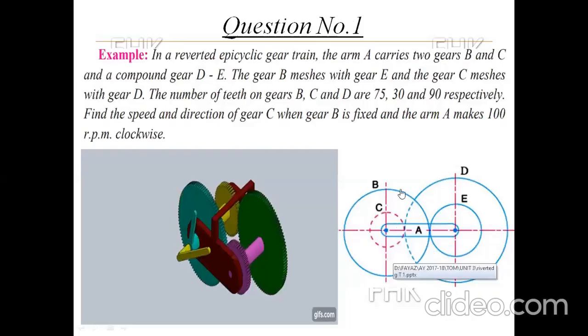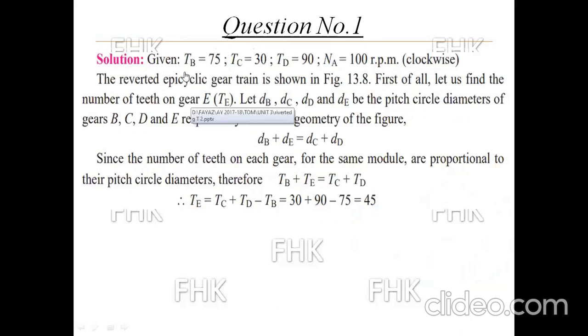The same thing we are using here also in this figure. The axis of B and the axis of C are coaxial, but both the gears are mounted on different shafts. So the speed of B is not the same as the speed of C, but the speed of D and E is the same. Why? Because they are mounted on the same single axis, single shaft. Okay, now come to the solution.